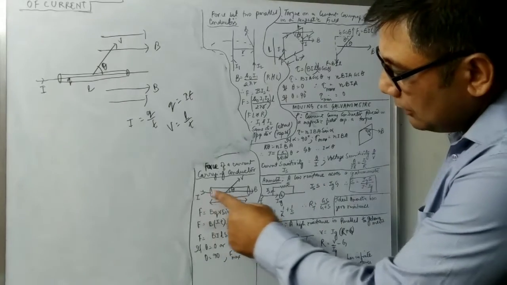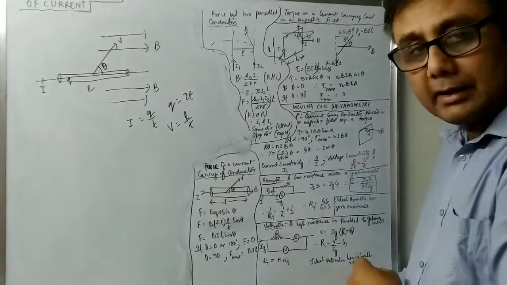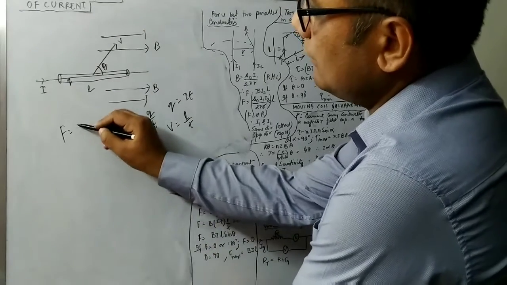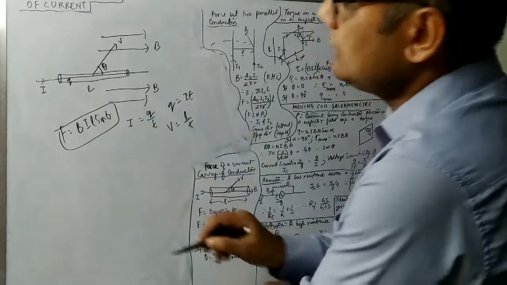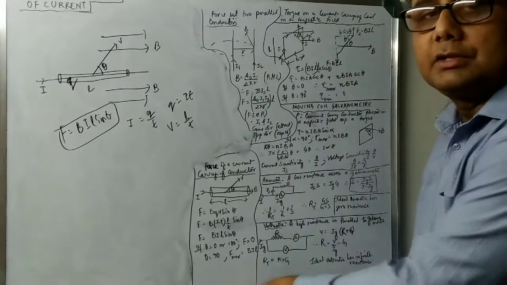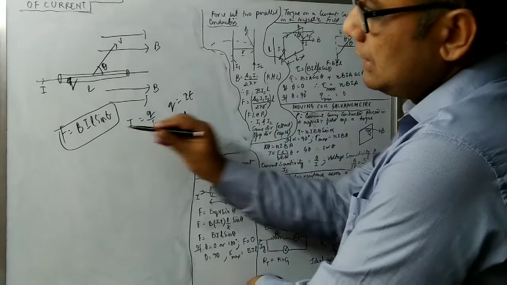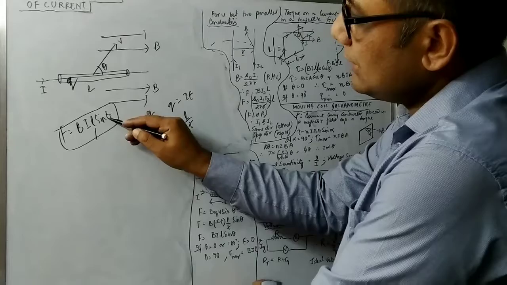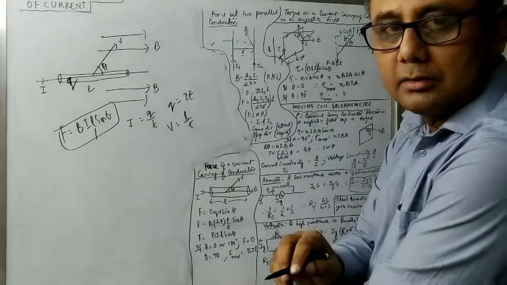So the force acting on a charge flowing through a conductor of length L placed in the magnetic field is B I L sin theta. This is the force acting on a charge moving in a magnetic field through which a current is passing. Clear? Now watch here. L is the length of the conductor, B is the magnetic field, theta is the direction of the velocity of the charge with the magnetic field, and I is the current.